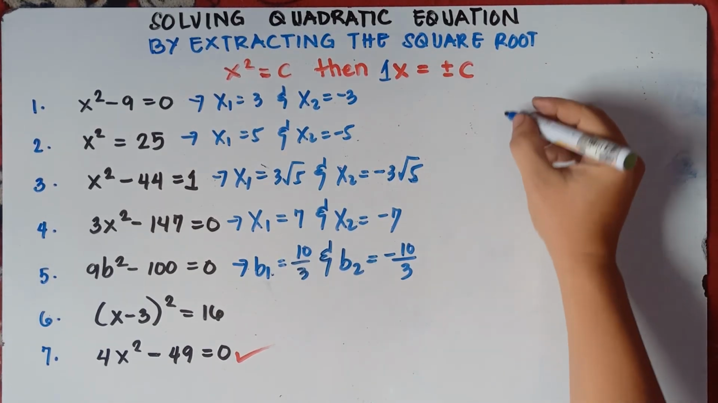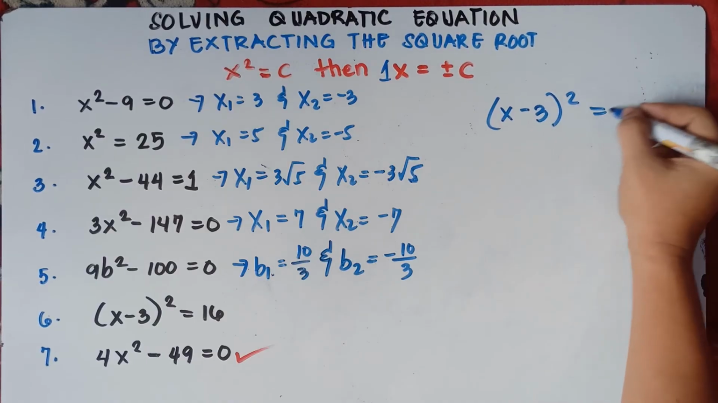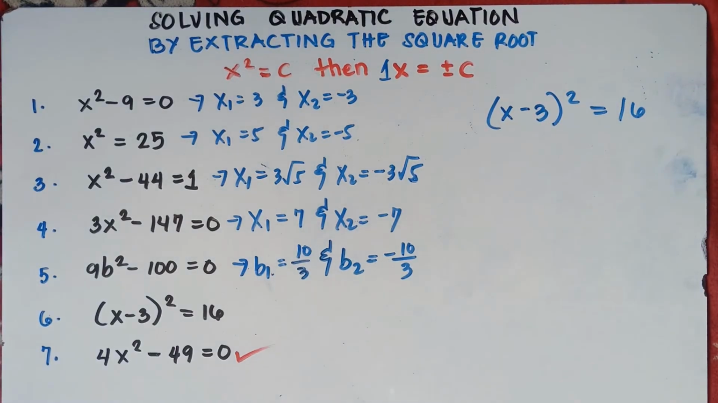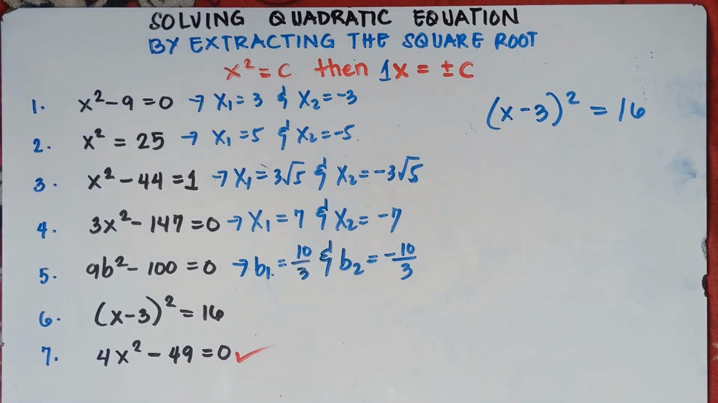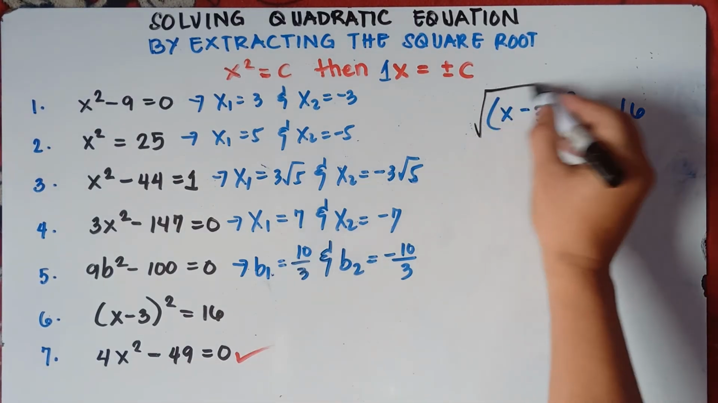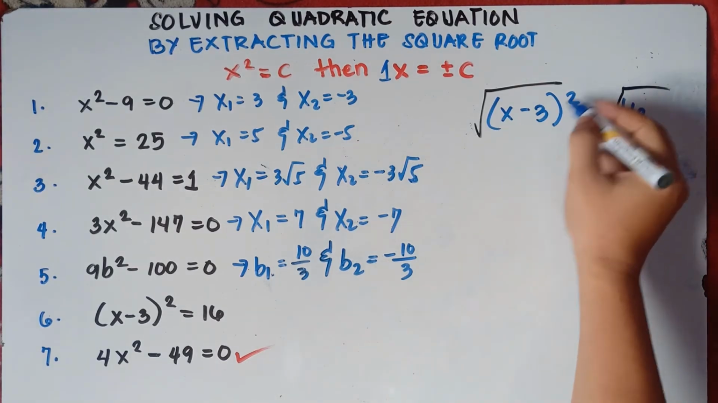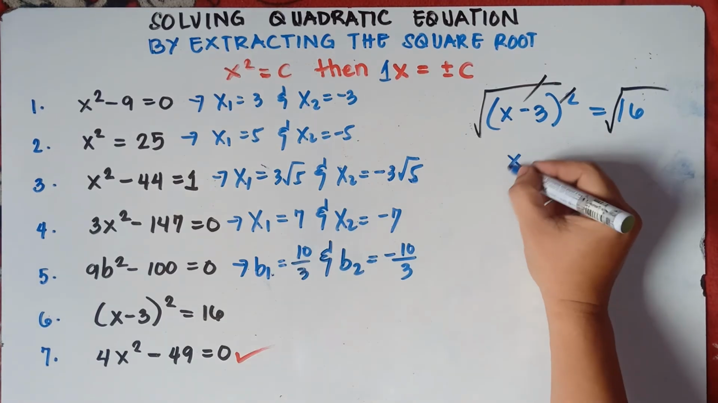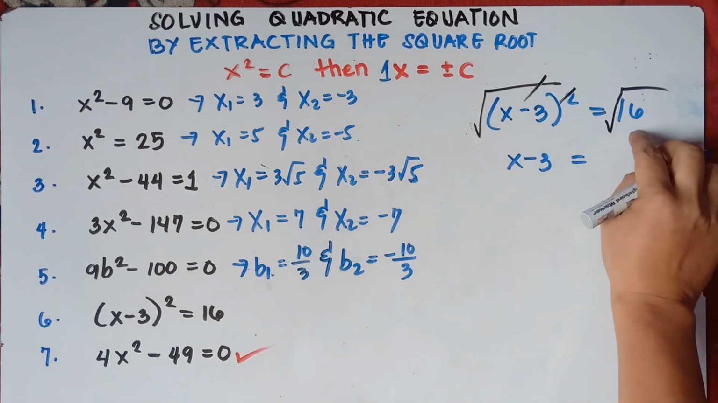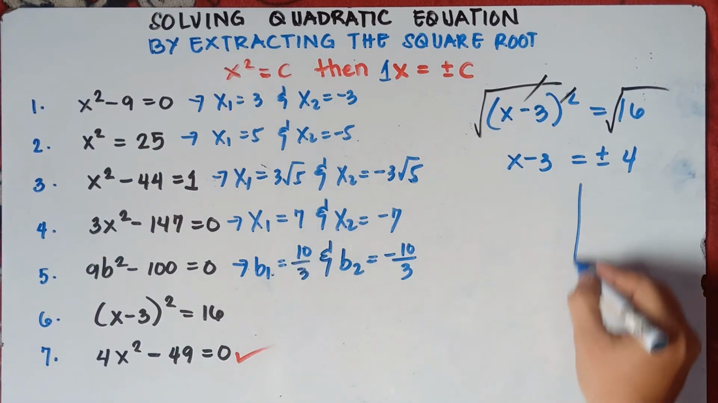Alright, so number 6, this will be x minus 3 squared equals 16. So check, the constant is already on the right side of the equal sign. So the thing that we will do is extract the square root of both sides. Cancel this out, the squared and the square root. So this will be x minus 3 equals the square root of 16, that's positive negative 4. And then we equate this one.